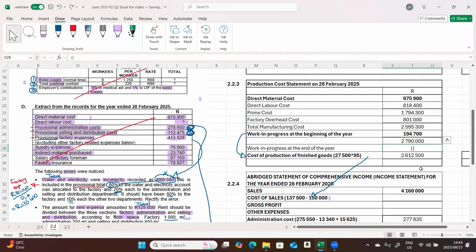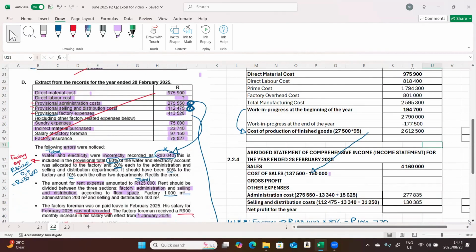So you can say 2,790,000 and you subtract 2,612,500 from that, and then you would get 177,500. Okay, so 177,500, that is then the missing amount that we need. Okay, and that's your work in progress at the end of the year. See, that is how you do everything, and then we figure out our balancing amount right at the end of the year.